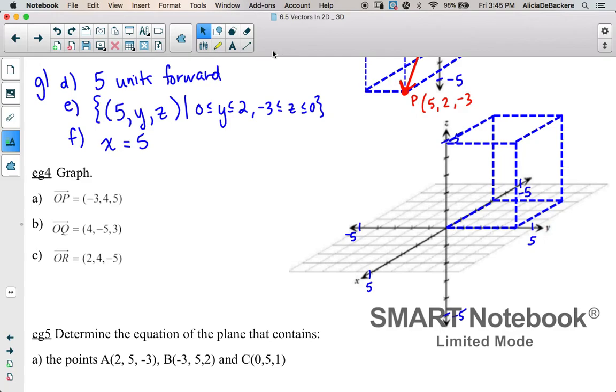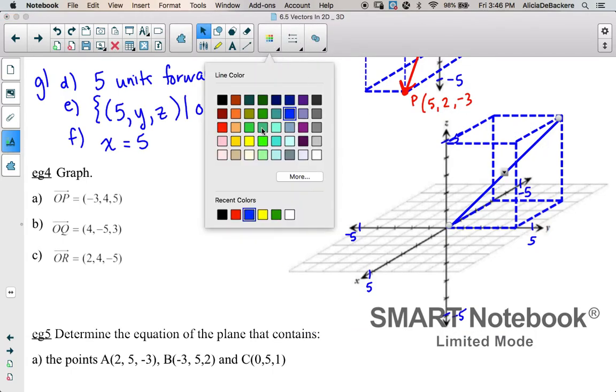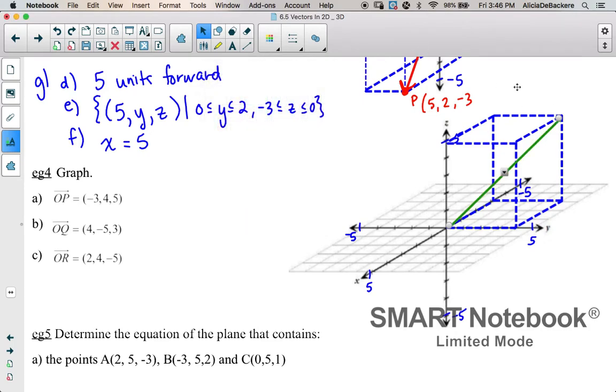All right, so there's the first vector, and we're going to draw it in going from O out to P. P is going to be the furthest side of the box. And so I'm going to make that one just a different color so that it stands out a little bit for you. This is going to be point P, and this is vector OP.